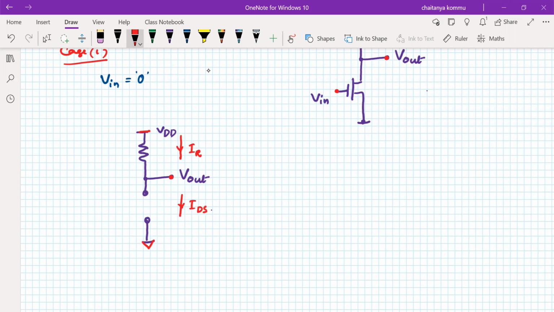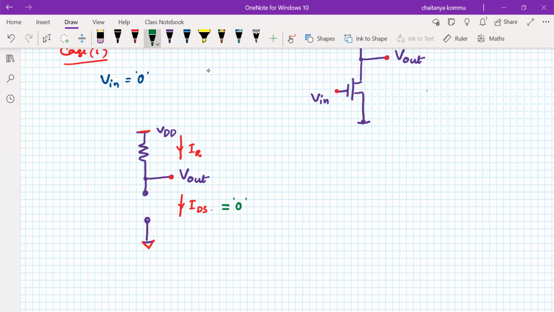So what is happening here if Vn is equal to 0? Immediately we have to understand that the IDS value is equal to 0. That's what we identified from the electrical characteristics. If the MOS transistor is off, it is in the cutoff region, and in the cutoff region the IDS value is equal to 0.